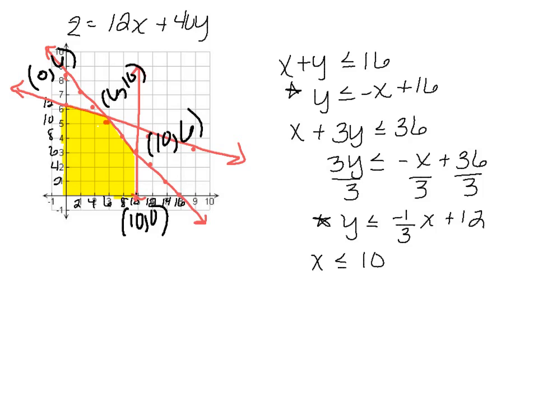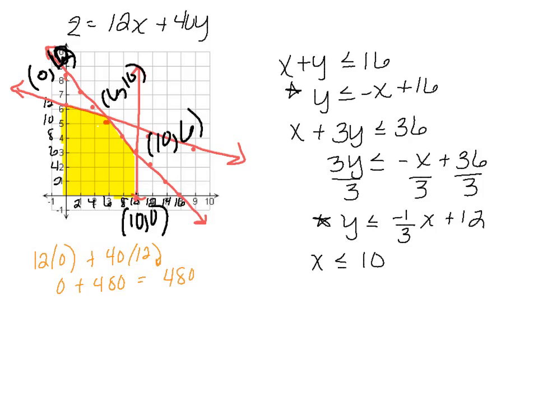So let's start with the very top one, 0, 6. I'm sorry, should be 0, 12 because we counted by 2's. All right, so let's try it. So 12 times 0 plus 40 times 12. That would be 0 plus 480. So a total of $480 profit.